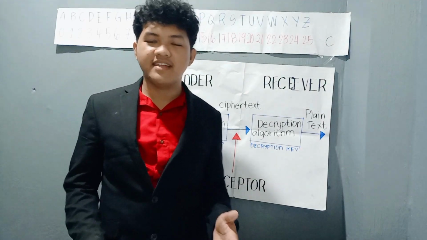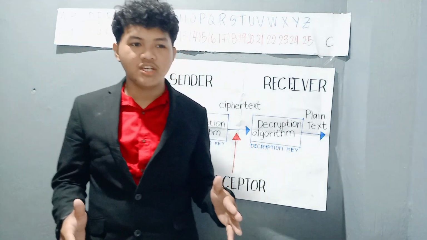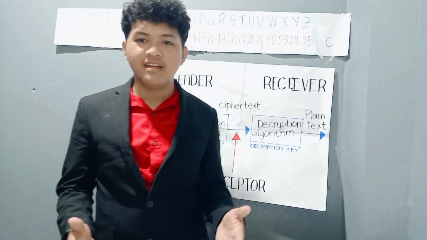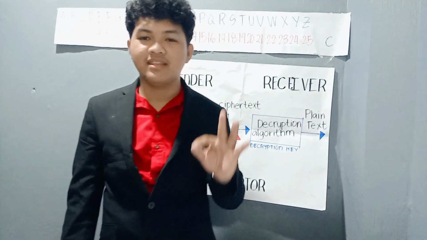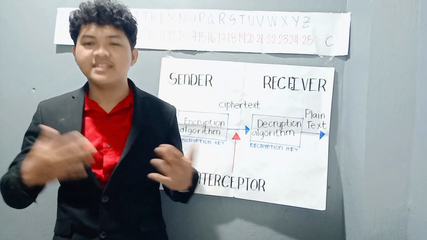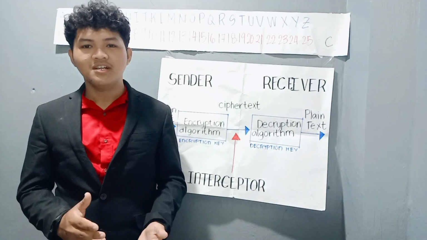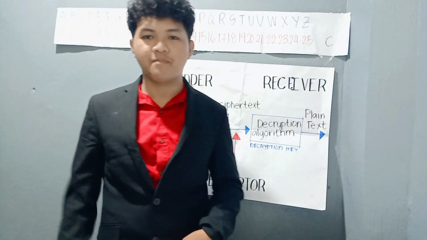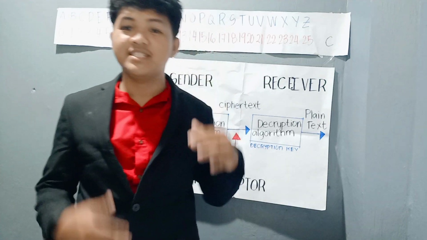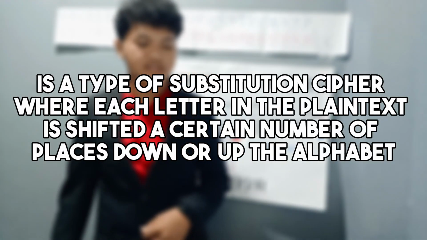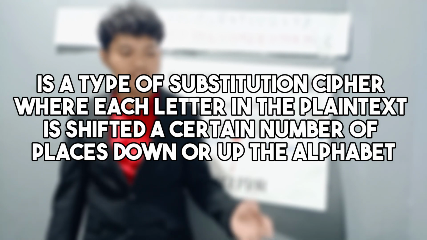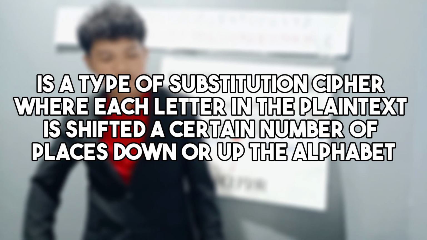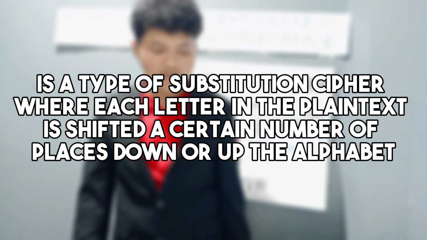Now that we understand the flow of the message using cryptography, let's talk about the three methods on how to encrypt and decrypt a message. First, we have the shift cipher. What is the shift cipher, or Caesar cipher? Shift cipher is a simple substitution cipher where each letter in the plain text is shifted a certain number of positions down or up the alphabet.